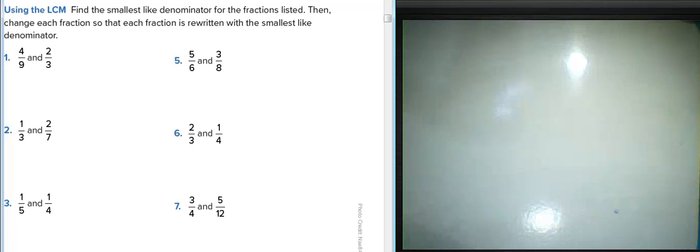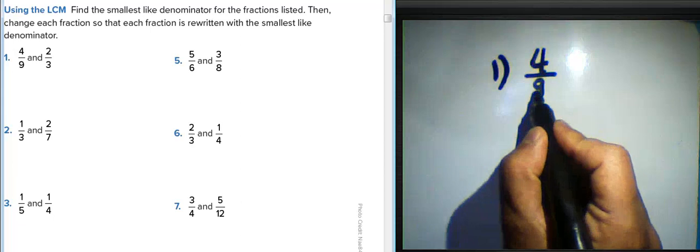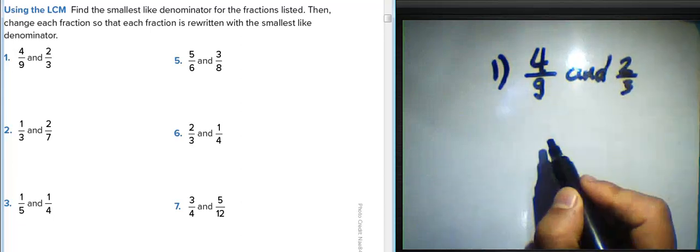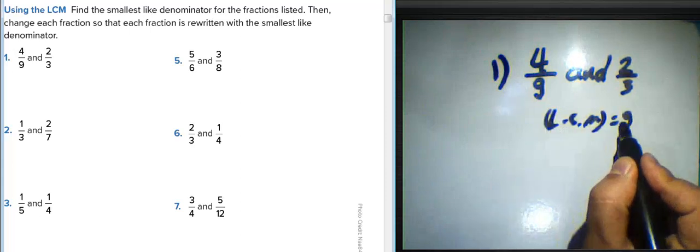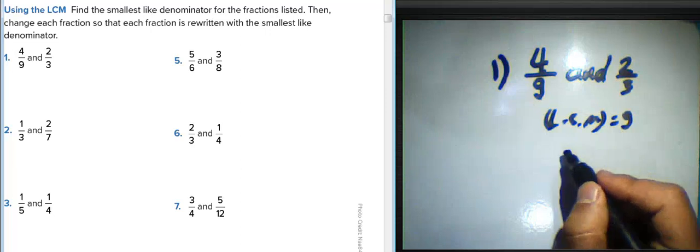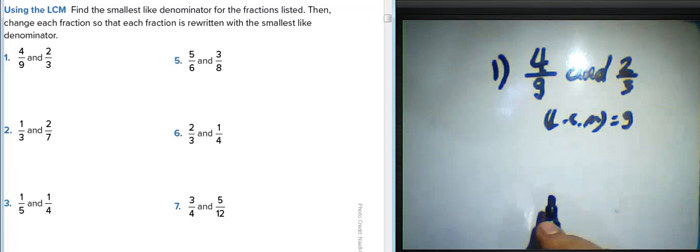Here, question number 1. 4 over 9 and 2 over 3. We can find the least common multiple of them. It will be 9, because 9 can be divided by 3. 9 divided by 3 equals 3. So the least common multiple between 4 over 9 and 2 over 3 is 9.